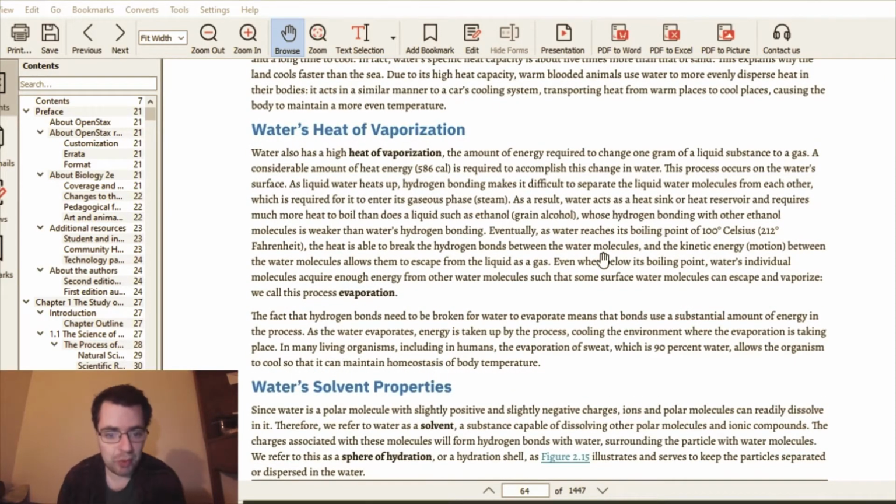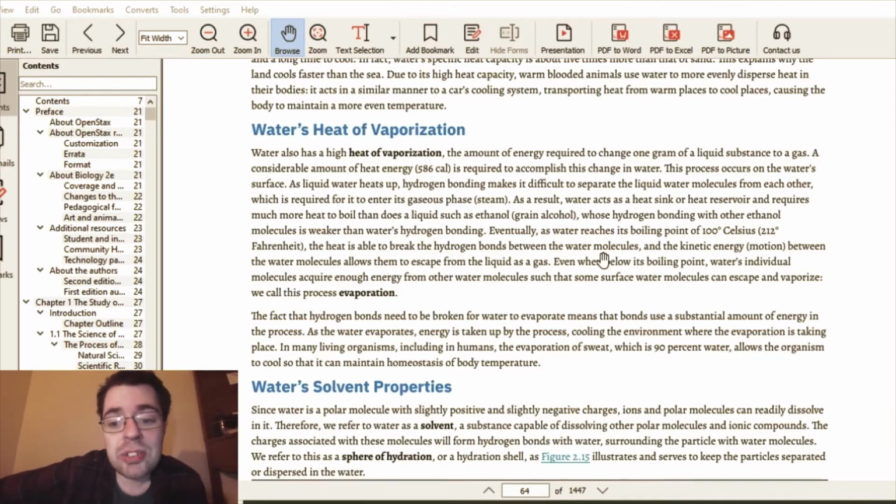Water's heat of evaporation. Water also has a high heat of evaporation, the amount of energy required to change 1 gram of liquid substance to a gas. As liquid water heats up, hydrogen bonding makes it difficult to separate the liquid water molecules from each other, which is required for it to enter its gaseous phase, or, as we know, steam. As a result, water acts as a heat sink or heat reservoir and requires much more heat to boil than does a liquid such as ethanol.